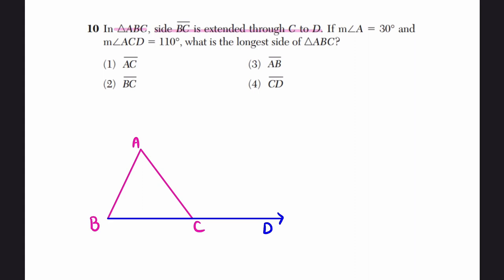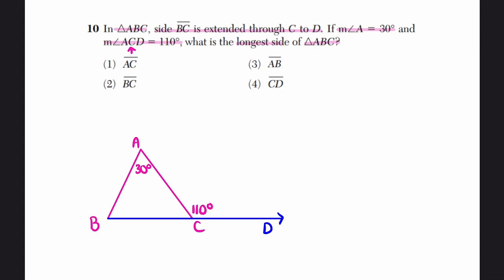Now it's giving us some angle measures. It's telling us the measure of angle A is 30 degrees. So this is 30 degrees here. It's telling us the measure of angle ACD, which is this angle over here, is 110 degrees. Remember that the middle letter is telling us the vertex of our angle. And it wants us to determine what the longest side of triangle ABC is. So what we're going to do is angle chase here. We're going to use the information given to us to find all missing values that we can possibly find, and then we're going to determine the answer to this question.